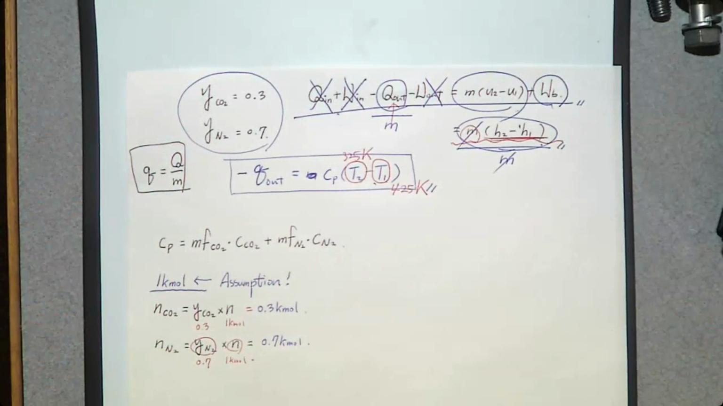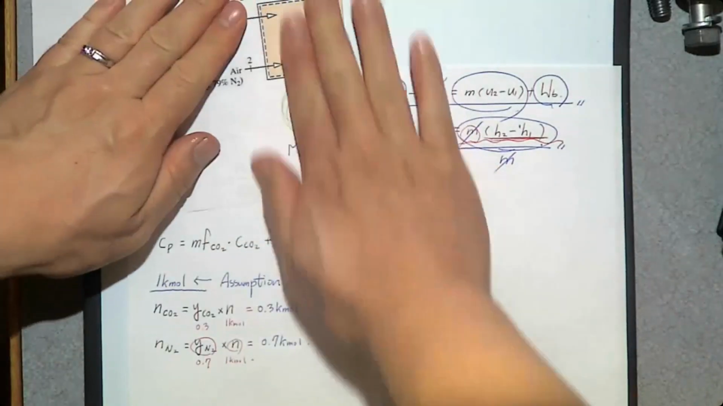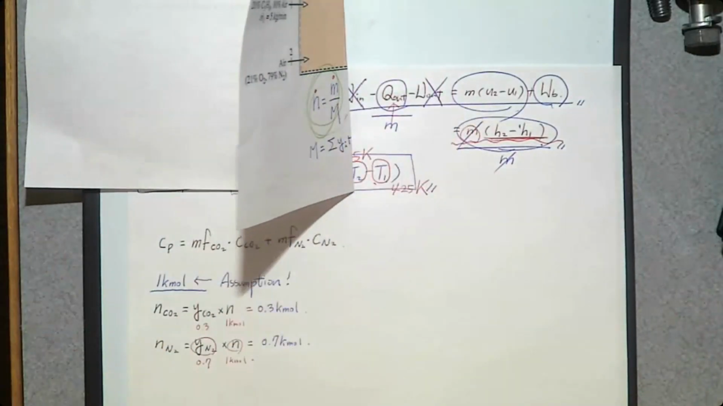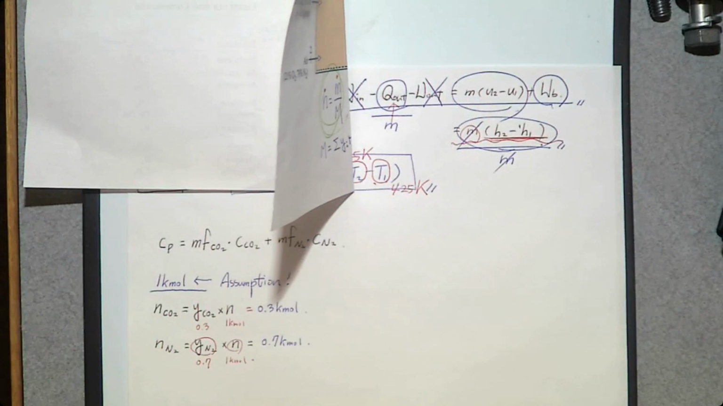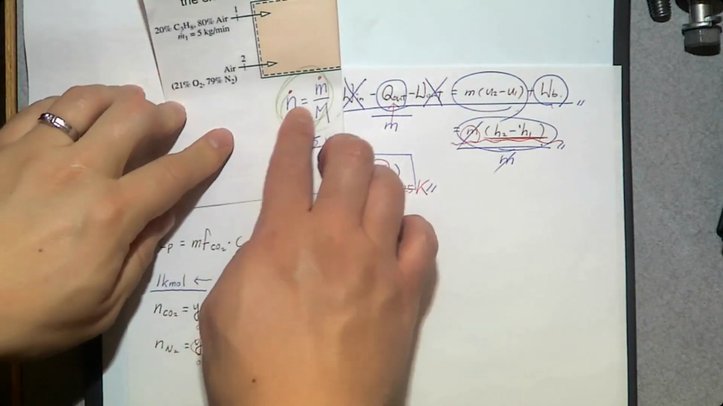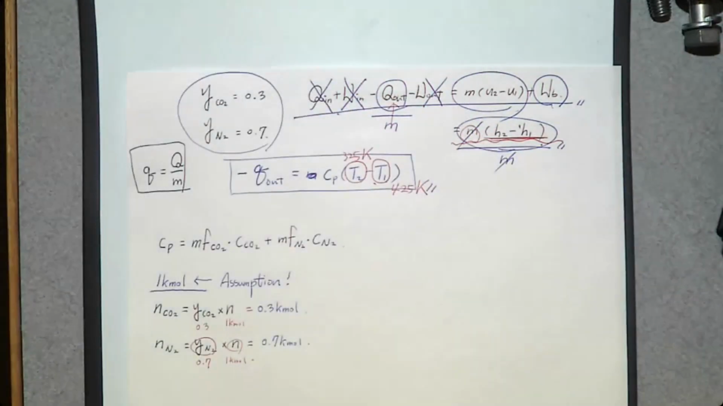Then why do we study N of each component? Because we want to use one equation. What is it? This one. N is m over M. So let me use that equation here.